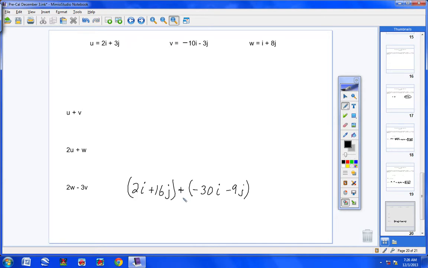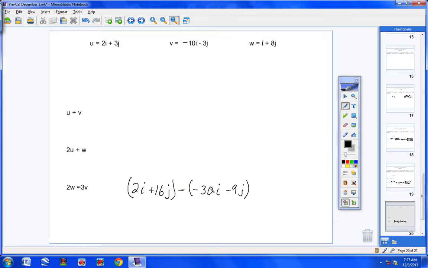Now, some students would like to multiply the negative 3 through and then add the two vectors, and that's totally fine. You can do that. You get the right answer. I did not multiply a negative 3 through. I just simply brought over my negative sign and I multiplied a positive 3 times v. Either way is fine. It doesn't matter.